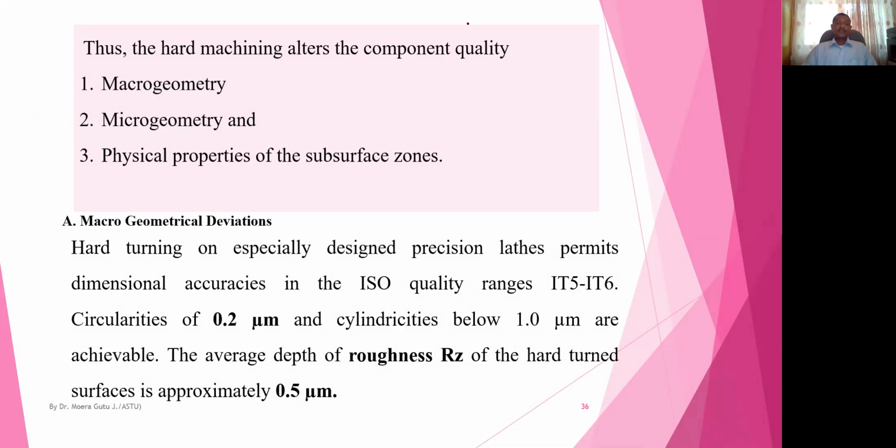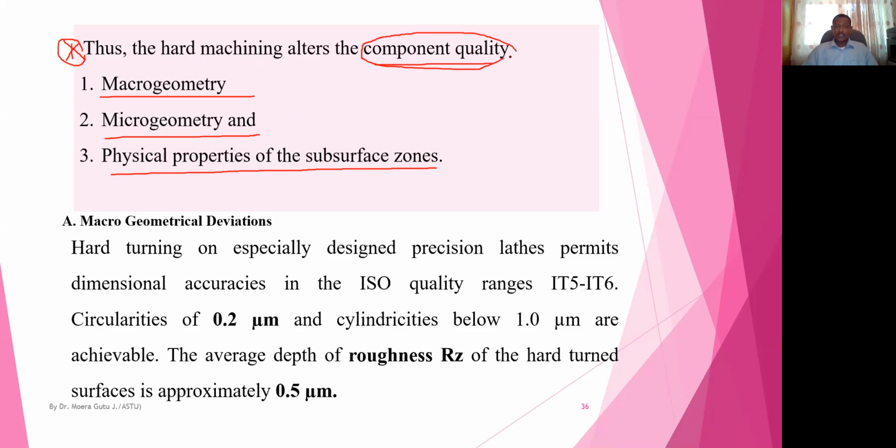So hard machining alters the component quality. Better remember this one, okay? The component quality during hard machining is described by microgeometry and the physical properties of surface zones. I'm going to explain these three: the geometry at large scale, at millimeter scale, the micro level, and the physical property of surface zones. So machining alters the component quality. What we call the component quality, we will see.